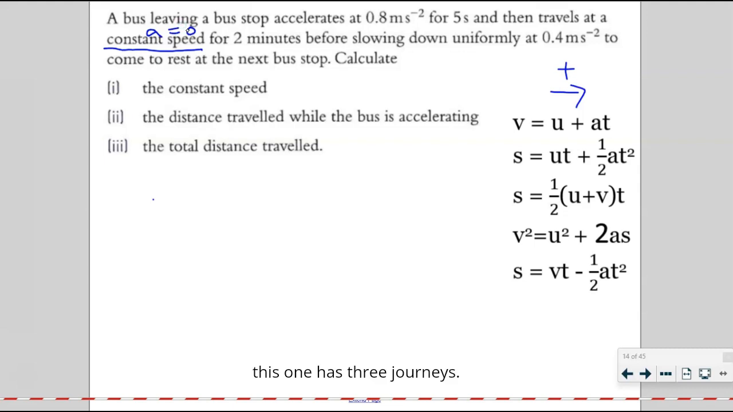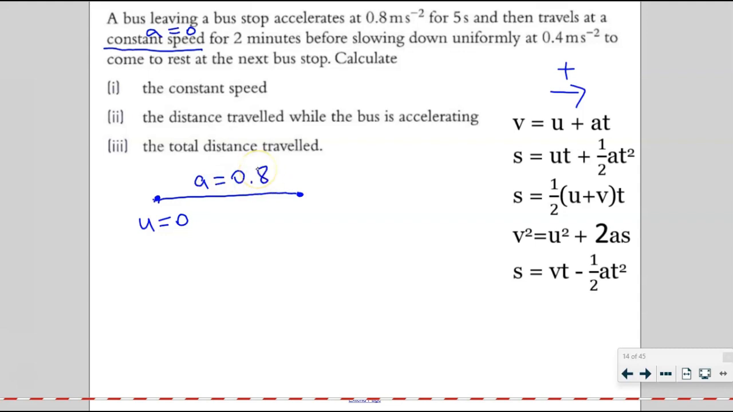Now, this one has 3 journeys. So the first journey, it leaves the bus stop. Now, when a bus leaves the bus stop, at the bus stop, it's at rest, right? It stopped to take the passengers. So at that point, the speed is 0. So the starting speed is 0. It leaves the bus stop, accelerates at 0.8 for 5 seconds.